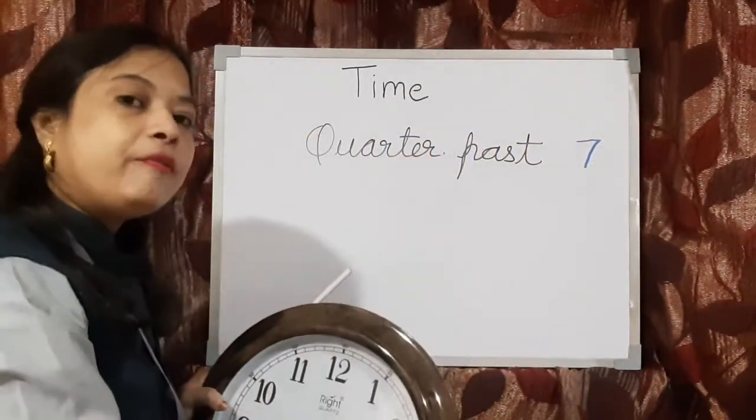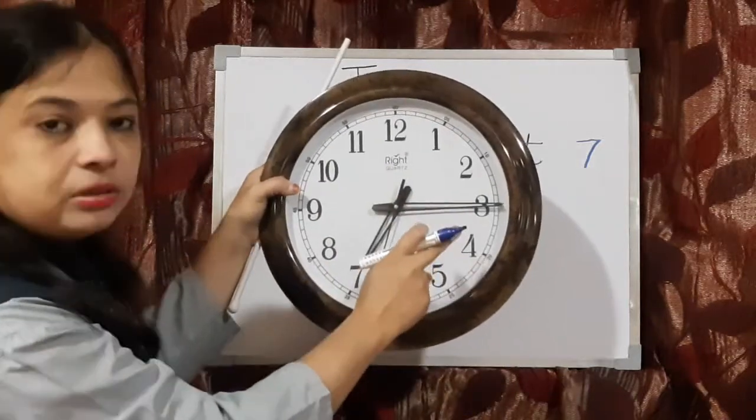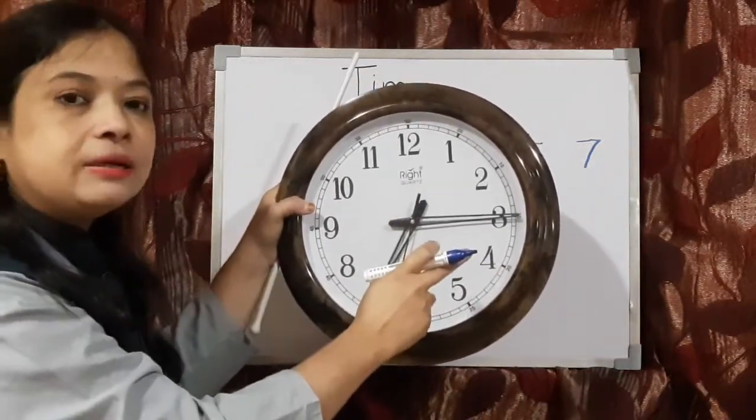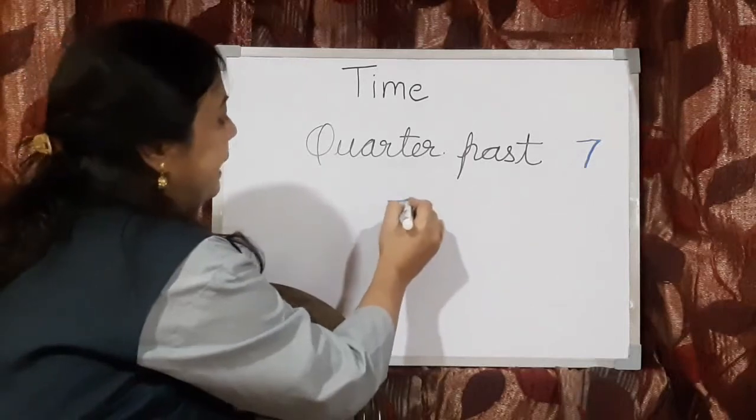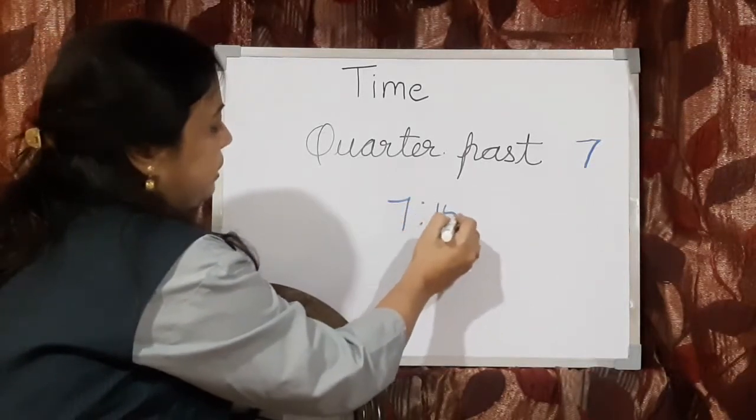And digitally, what will we write? See, on which number is it? It is on 3. So how many minutes here? 15 minutes. So the time will be 7:15.